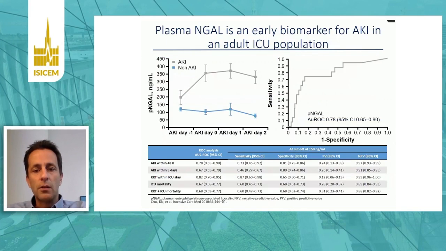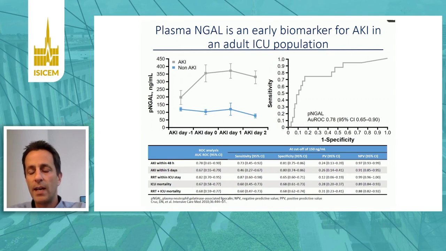This study by Claudio Ronco again demonstrated that NGAL can also be used in adults. Here, the authors measured plasma NGAL in patients admitted to the ICU, and they demonstrated that plasma NGAL levels only increased in patients who subsequently developed an acute kidney injury, but not in patients who didn't develop an acute kidney injury. The area under the curve for NGAL was quite good.